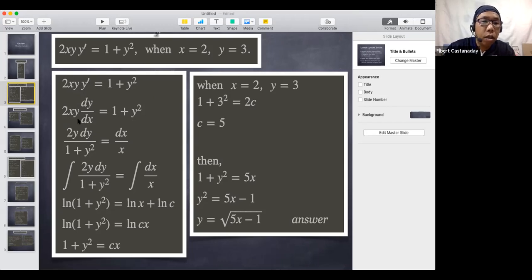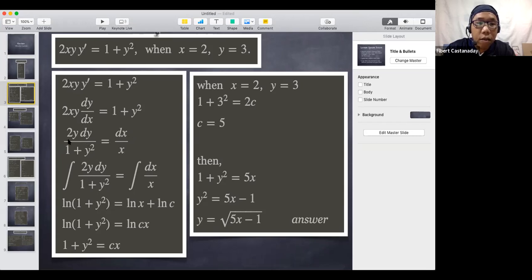Okay, now we also want to eliminate x here, so we divide both sides by x. And on the right-hand side, you want the variable involved to be x, so you are going to divide both sides too by 1 plus y squared. Therefore, the resulting equation is 2 times y dy over 1 plus y squared equals dx over x.